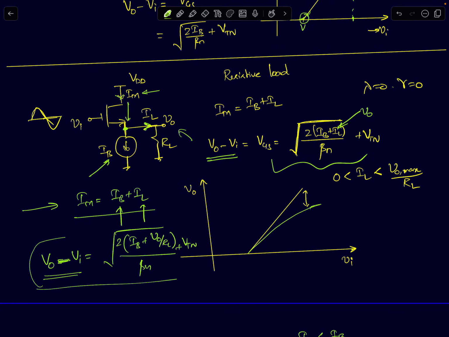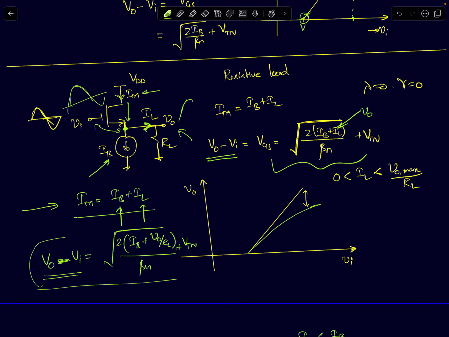Or you can see that as your input voltage is increasing, if you have a large input signal voltage level, your output will also increase, so the load current will also increase. If your load current increases, your VGS will increase because the MOSFET has to carry that current. How will it carry more current? By just increasing its VGS, because you cannot change its W by L on the fly. Once you freeze your design, the only way you can increase your current in the MOSFET is by increasing its VGS.